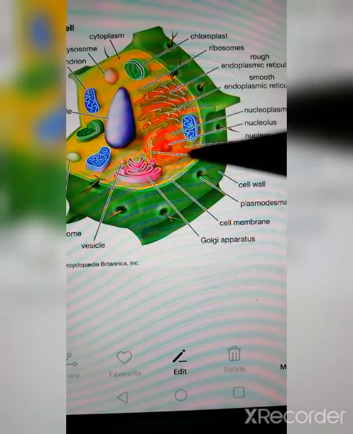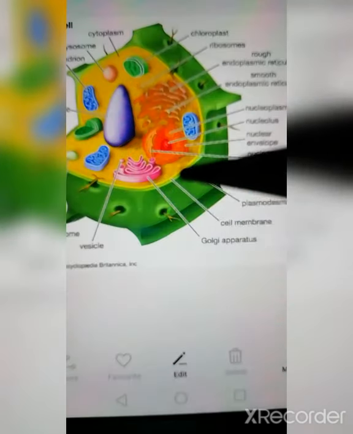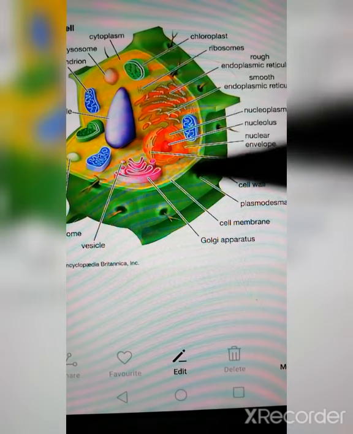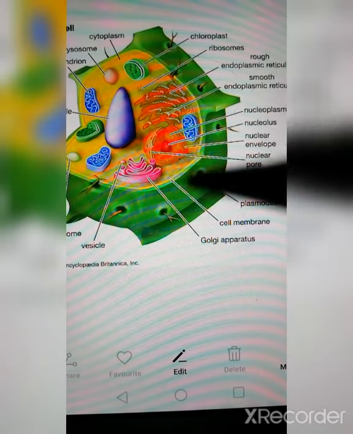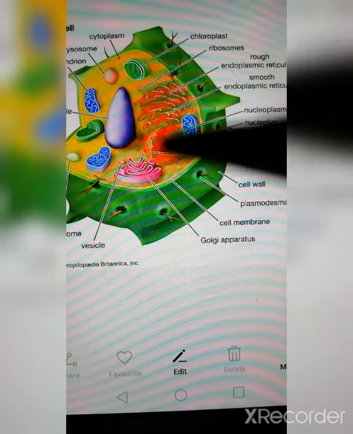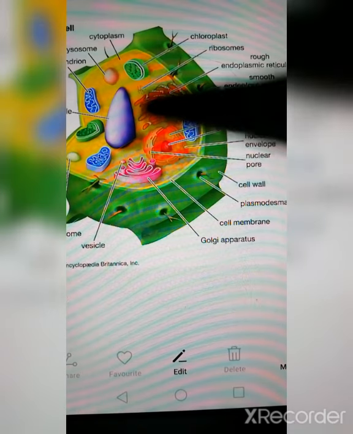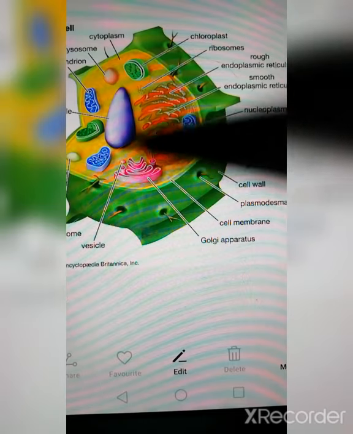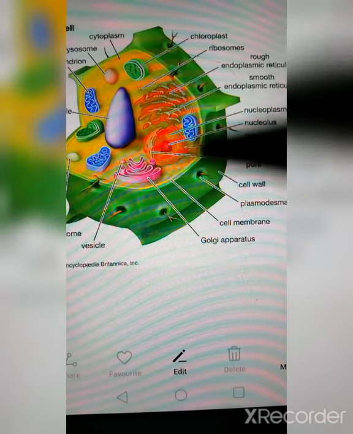Earlier it was believed that the cell wall was inactive in nature, but presently it has been identified that the cell wall plays an important role in the exchange of information between different parts of the cell. Generally, the parts of a cell are known as organelles. These are the organelles, which are different parts.